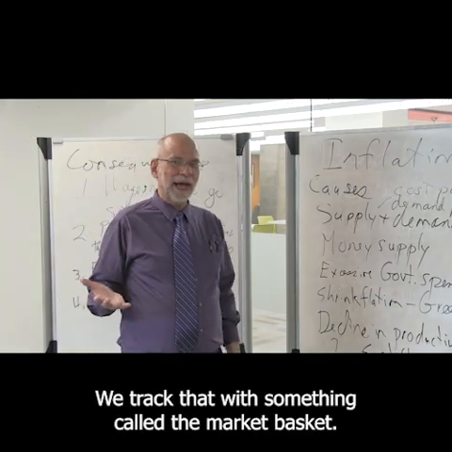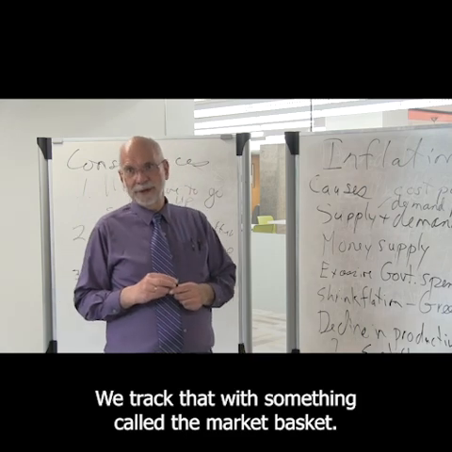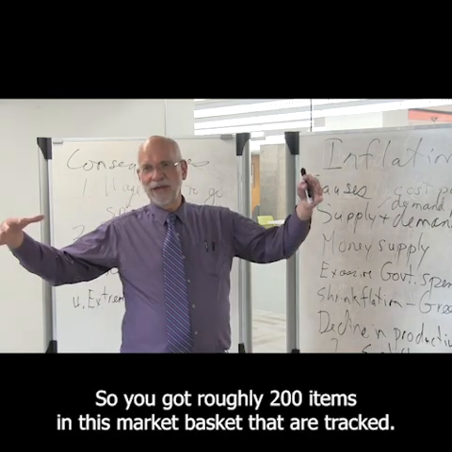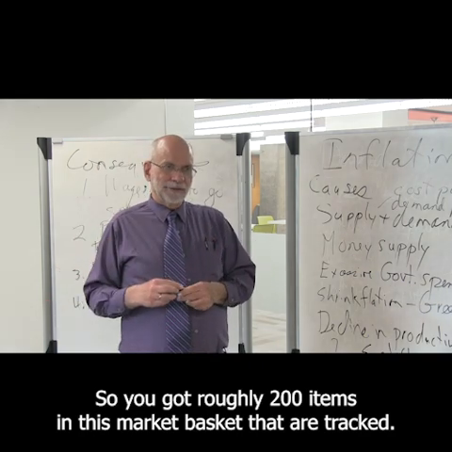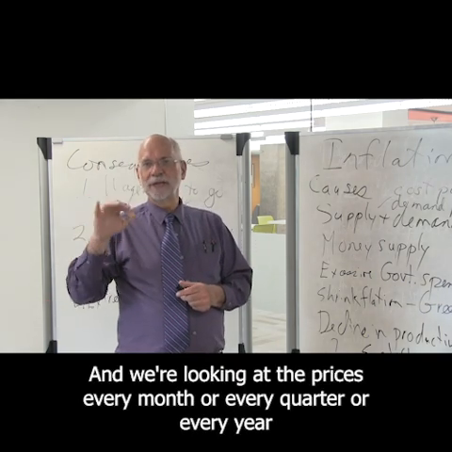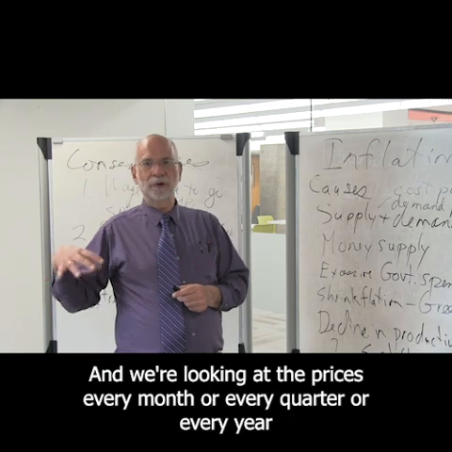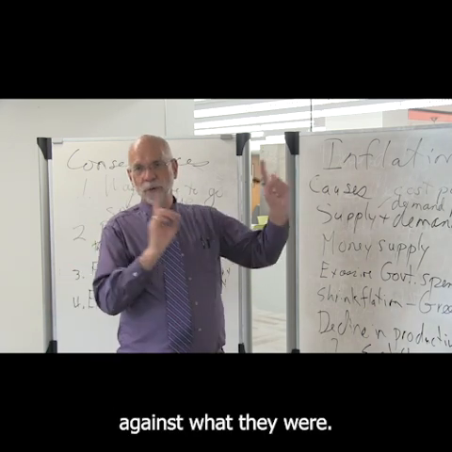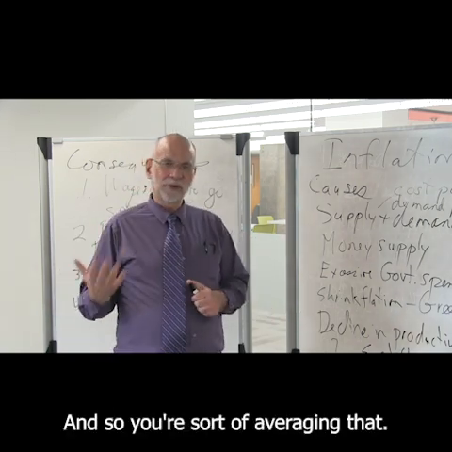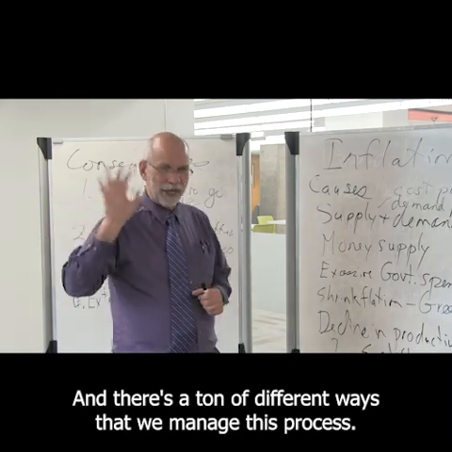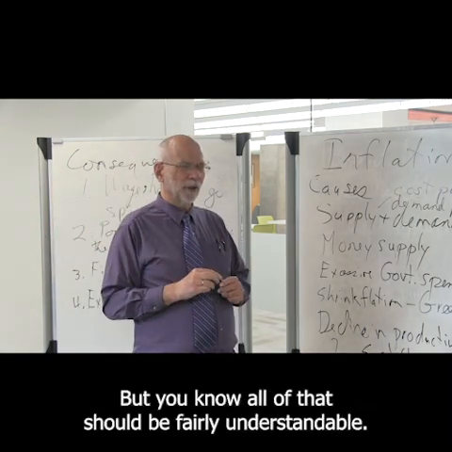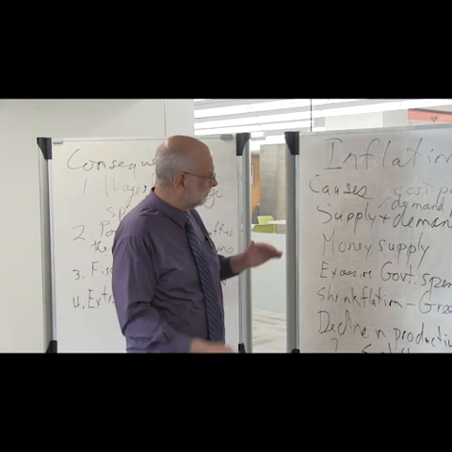We track that with something called the market basket. Okay, so you've got roughly 200 items in this market basket that are tracked, and we're looking at the prices every month, every quarter, every year against what they were. And so you're sort of averaging that. And there's a ton of different ways that we manage this process, but all of that should be fairly understandable.